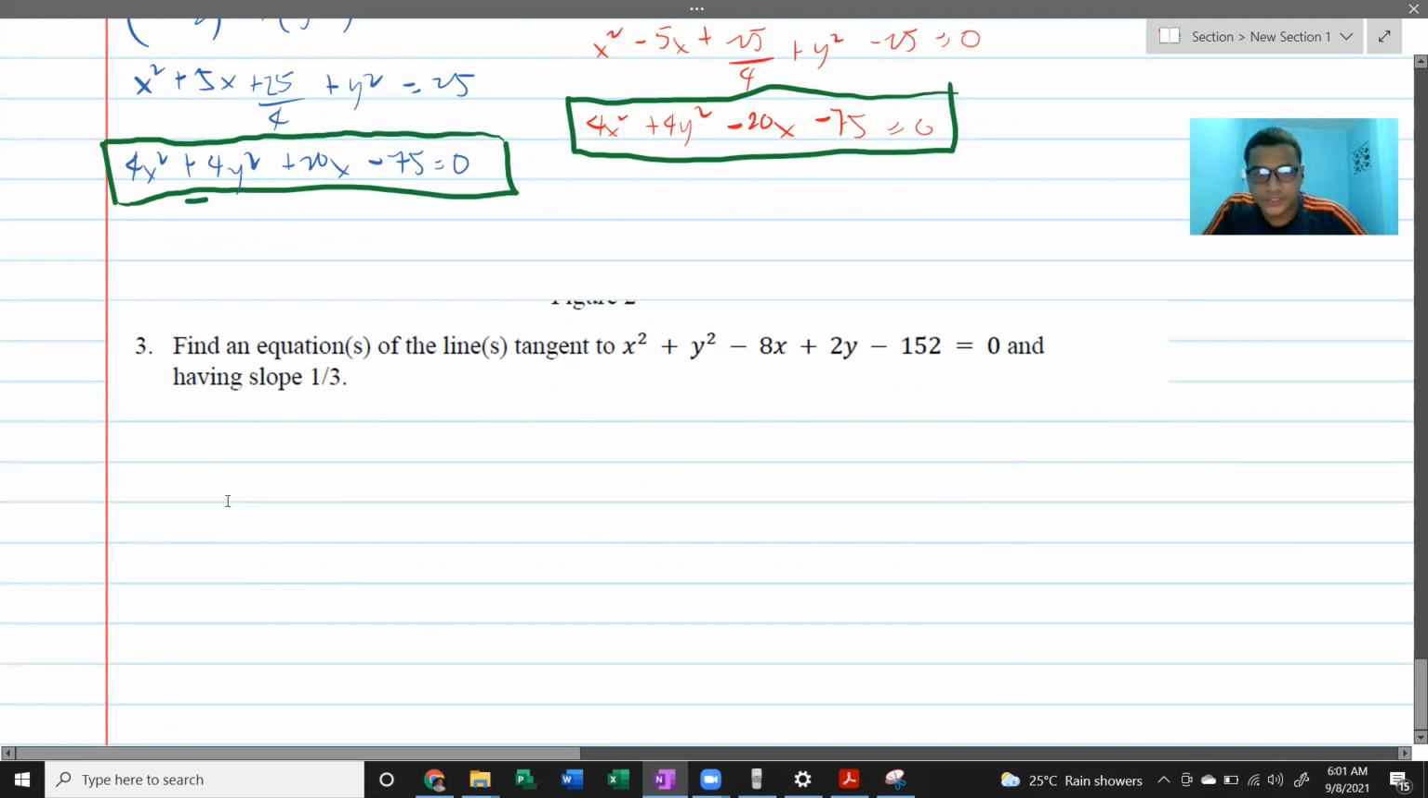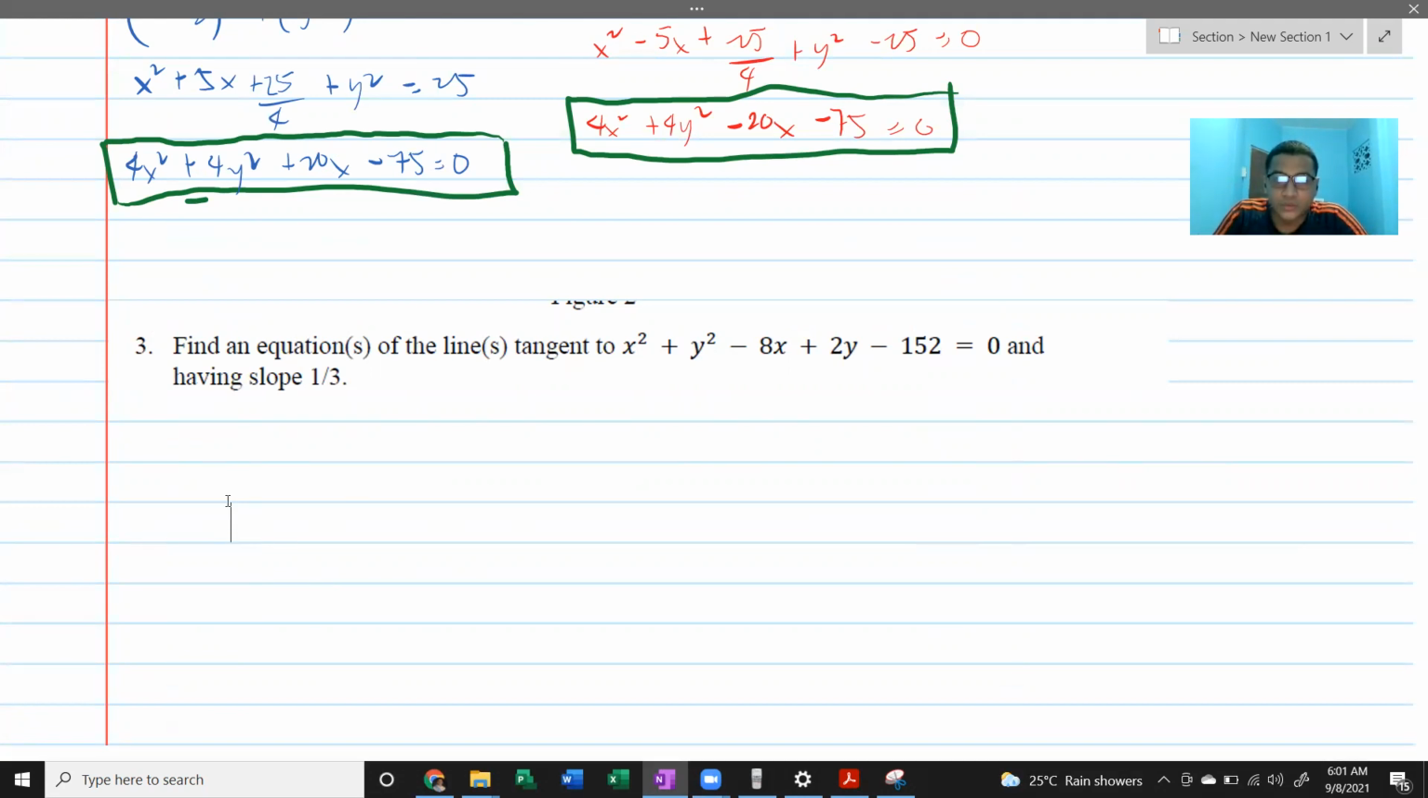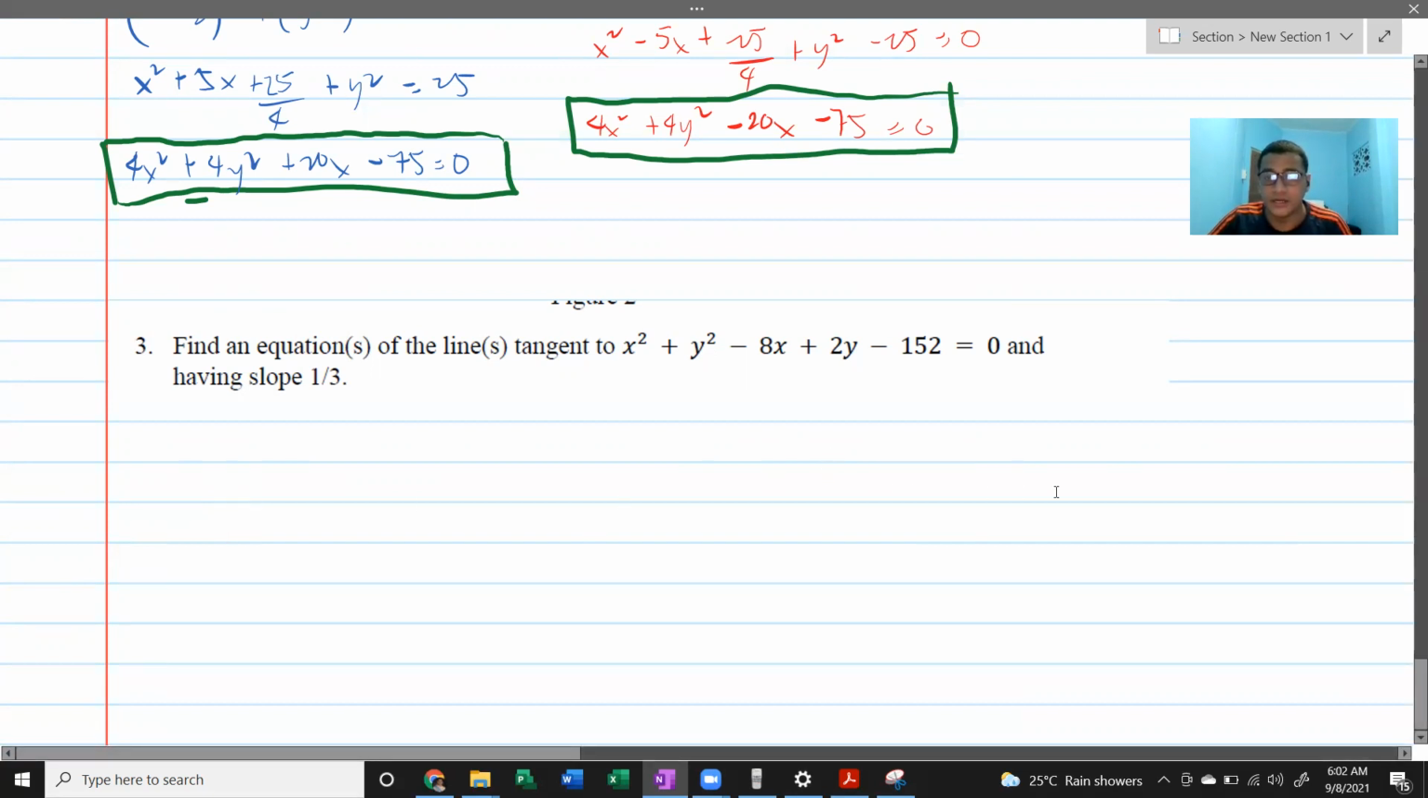Find an equation or equations of the lines tangent to x squared plus y squared minus 8x plus 2y minus 152 equals 0 and having slope 1/3. Okay. So what is our required, guys? Equation of a tangent line. And the tangent line has a given slope, 1/3, and the equation of the circle where our line is tangent is also given. So let's write first our given.